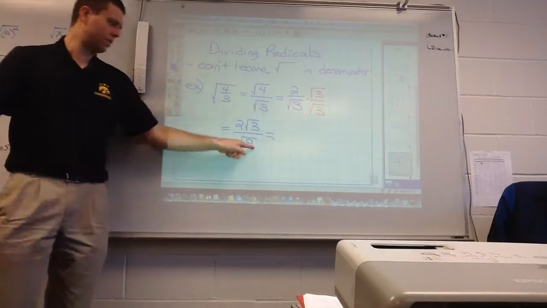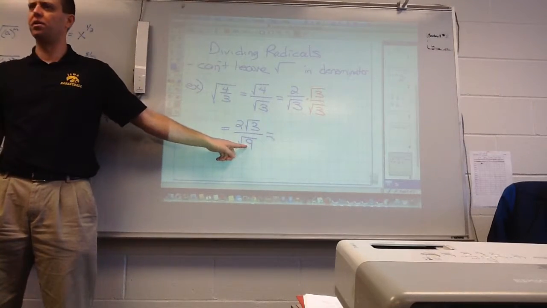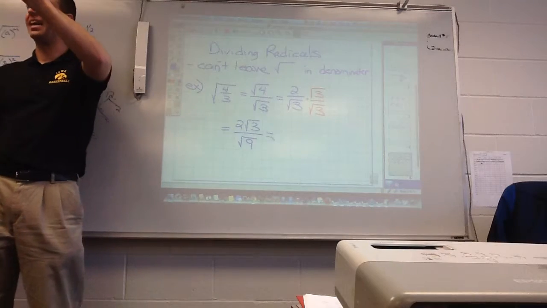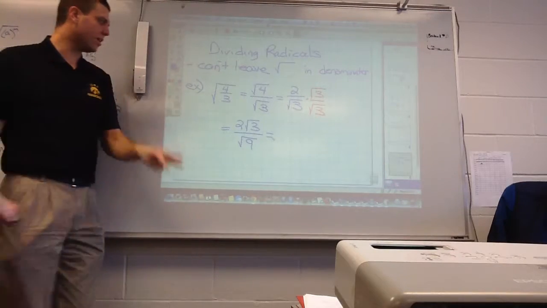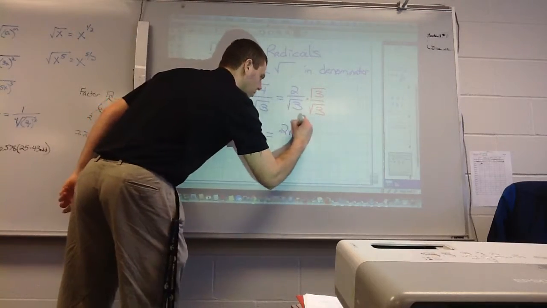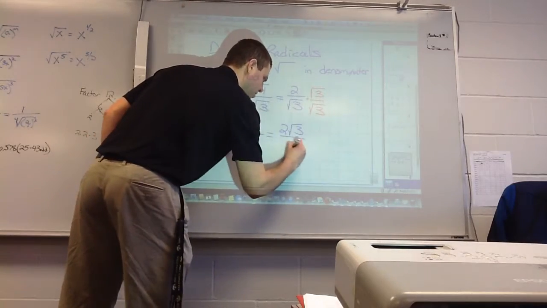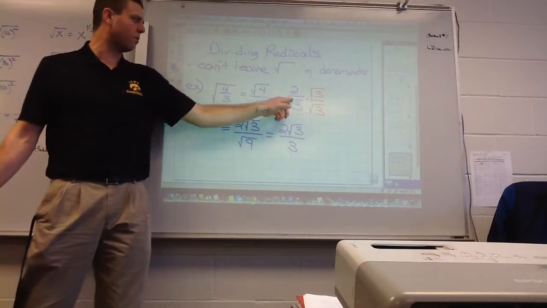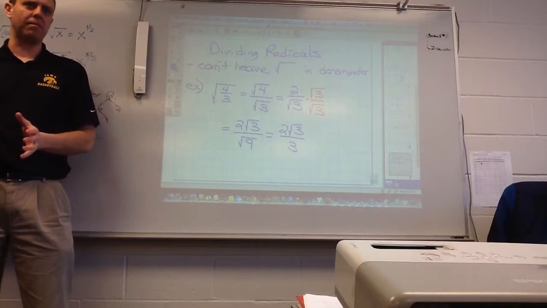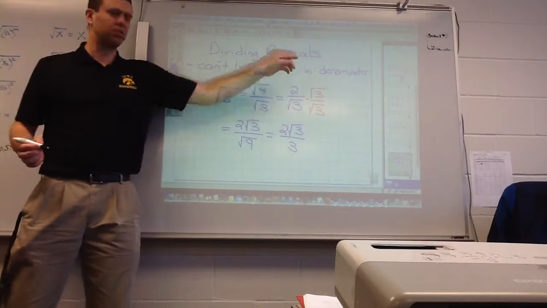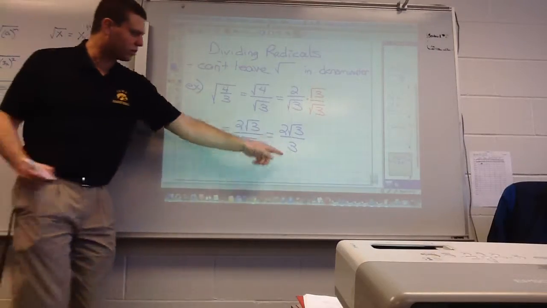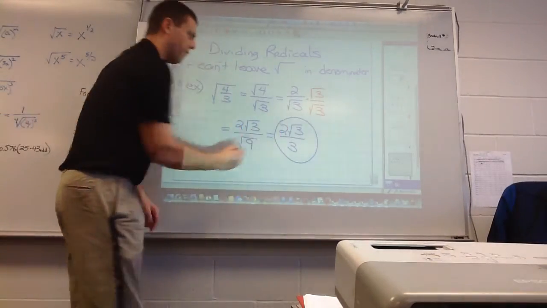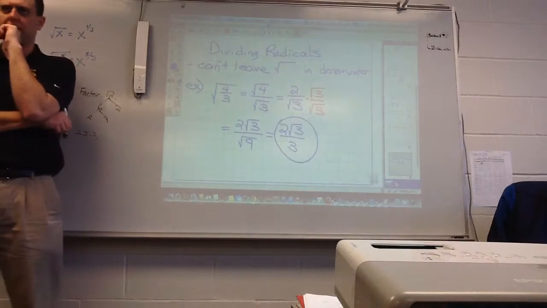But wait a minute. What is the square root of 9? Just a nice normal 3. So I have 2 square roots of 3 on top and just a regular nice 3 on the bottom. And look at that. We've gotten the radical out of the denominator now. We don't have a square root symbol in the bottom of a fraction, so this is what our final answer would look like in that case.